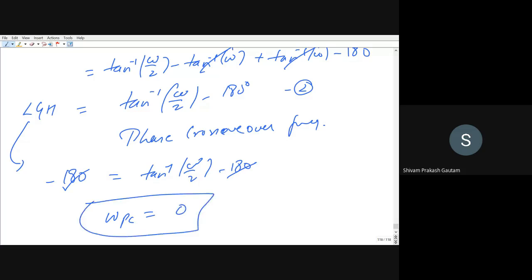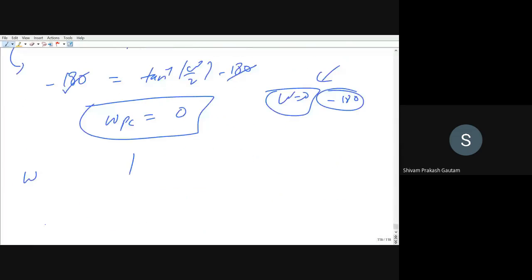That means only at omega equal to 0 will it cut the minus 180 degree line, and elsewhere it will not cut. So we are sure now that only at omega equal to 0 it is cutting the minus 180 degree line. Now we will build the table: omega, magnitude of the function, and phase of the function. And we will vary omega from 0 to infinite.